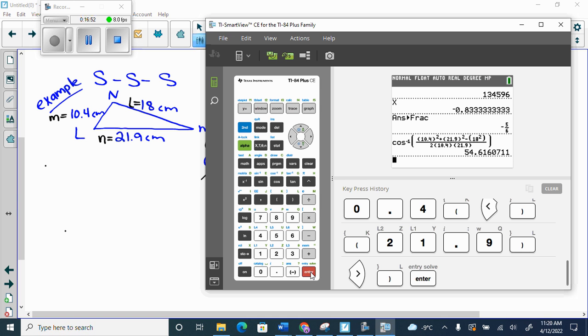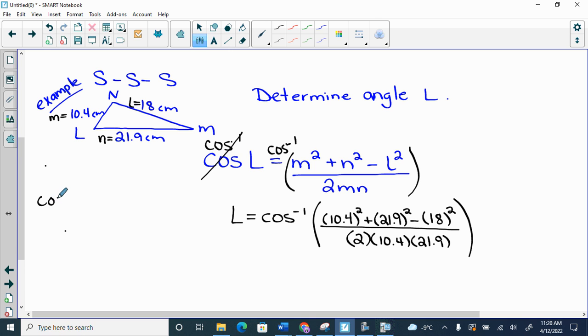If you have the old calculators, this is the way I would do it. I would do the top in brackets. So I would literally just add an extra bracket. If you have cos neg 1 over here, I would do that last. I would go bracket and then do 10.4 squared plus 21.9 squared minus 18 squared, close bracket, because that's how it knows that it's actually the top, the numerator. Then I would go division, and then I would put brackets around the denominator as well. See what I'm saying? So full brackets around numerator, full brackets around denominator.